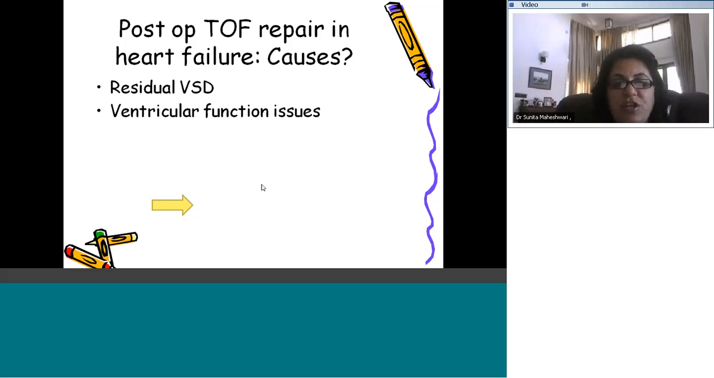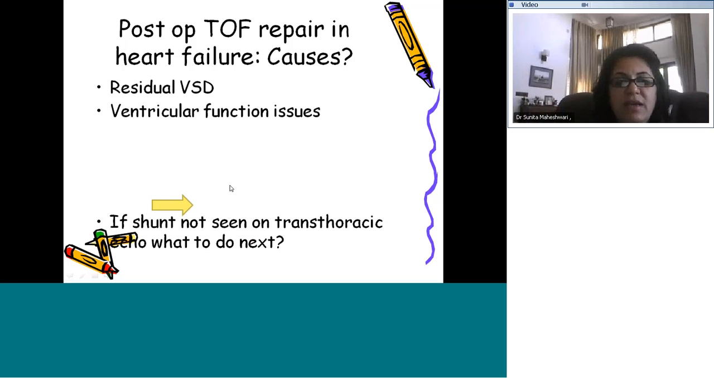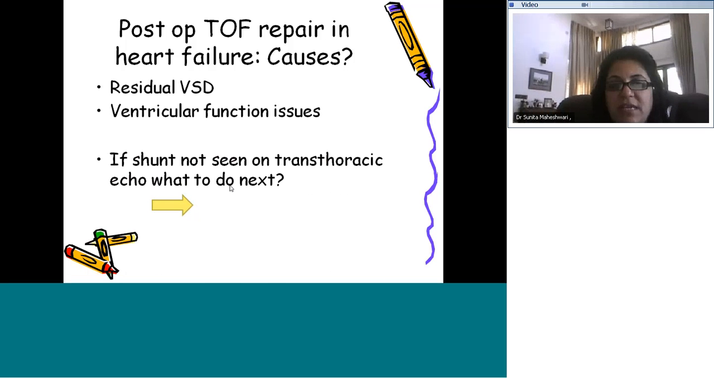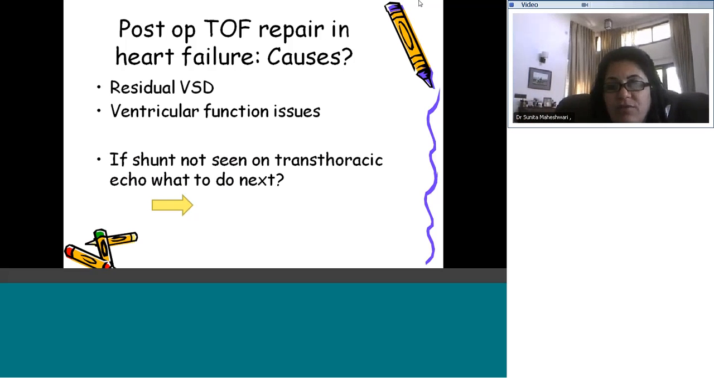Now, how would you differentiate whether this is a residual VSD? You look on an echo, and you do a transthoracic echo, and you don't see the shunt. What will you do next? You're thinking, this has to be a residual VSD because he's now in heart failure. You lower the scales, you look up and down, you're not finding it. Will you do a cath? Will you do anything else? Anything else you can do?